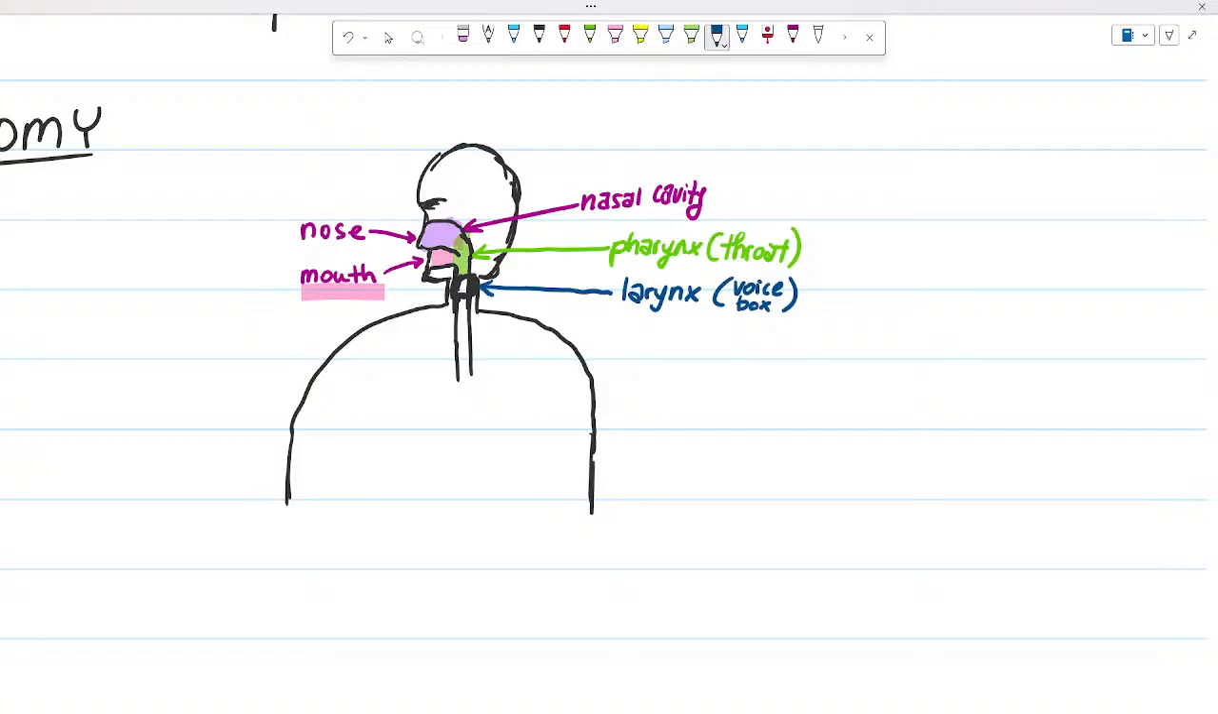Yeah. Wow. So then we go into this structure that is a tube. We go into a big old tube, and it's got these kind of cartilaginous rings, and we call it the trachea. Very good.